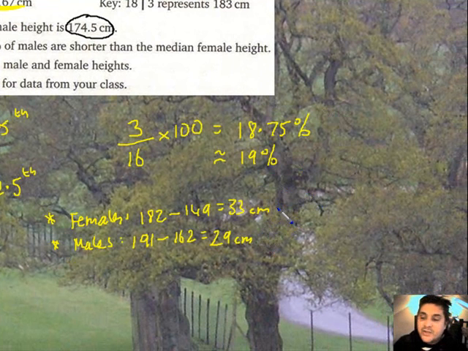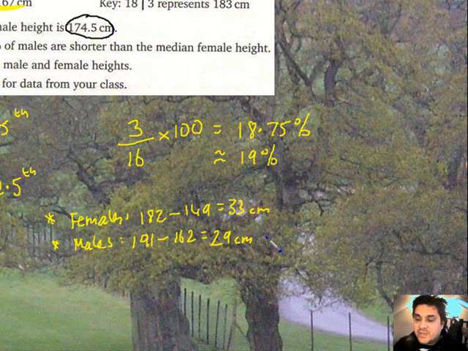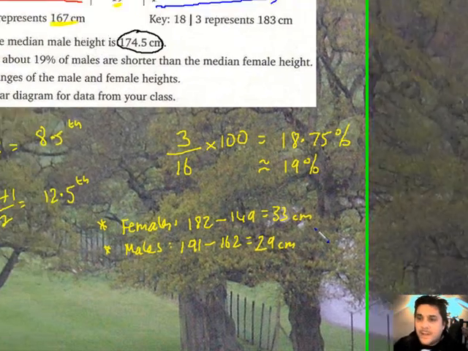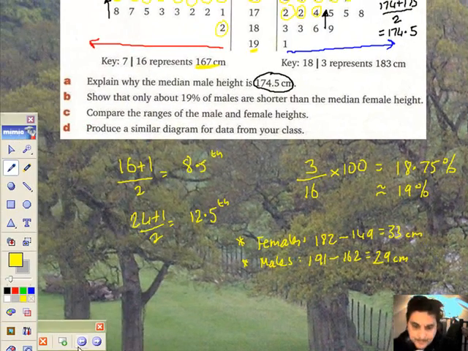I can say there is a greater spread of heights amongst the females than the males, or I can say the converse. There is a narrower spread of heights amongst the males compared with females. There is a narrower spread of heights amongst the males, and that's it. Alright, so any of those statements will be fine, and that question's done. Next bit.